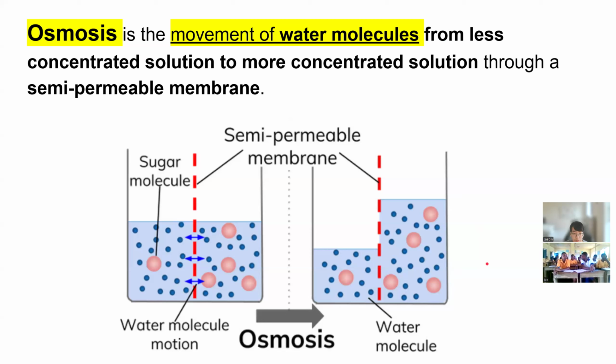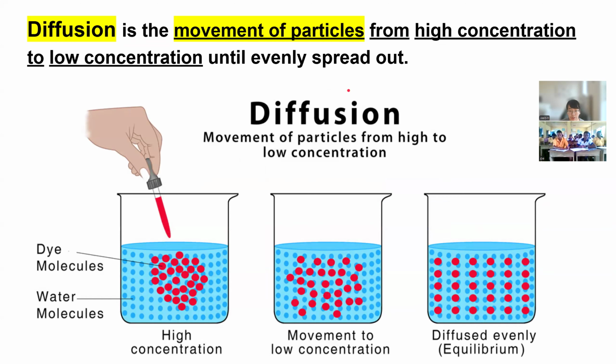Now let's talk about diffusion, which is the movement of particles from high concentration to low concentration until it evenly spreads out. The difference between diffusion and osmosis is that osmosis is only with water moving between two concentrated and less concentrated solutions through a semi-permeable membrane.